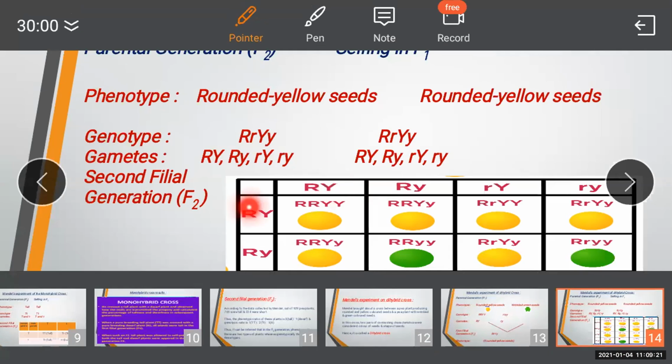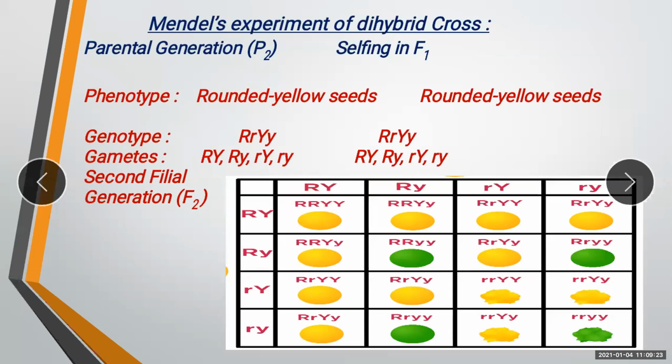Now this and this combined together will form this. Right, so how will you write? Capital R, capital R, capital Y, capital Y. In this, capital R, capital R, capital Y, small y. Then capital R, small r, capital Y, capital Y. Then capital R, small r, capital Y, small y. Right, in the same way you have to go on doing.